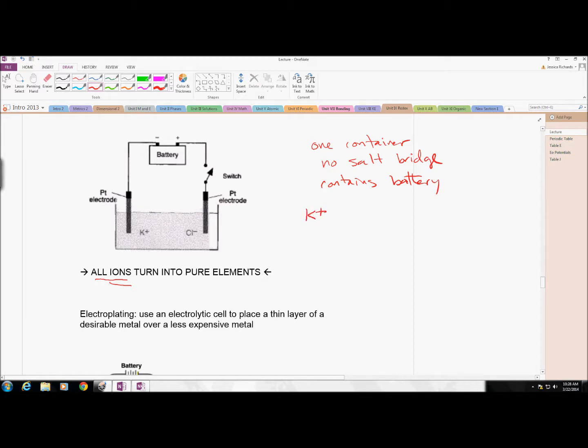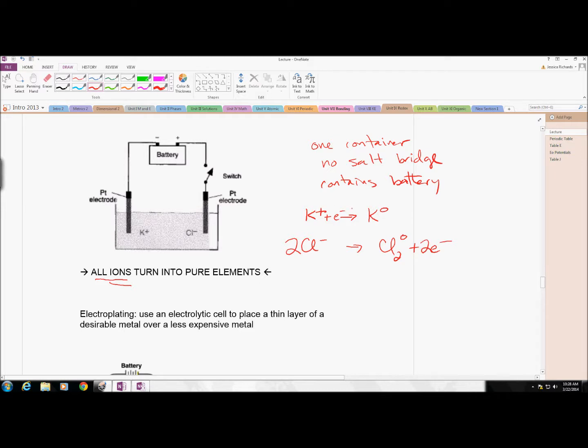I have potassium ions and chlorine ions. They are going to turn into pure elements, so the potassium +1 is going to become potassium 0, and the chlorine -1 is going to become chlorine 0. To go from +1 to 0, you have to gain 1 electron. To go from -1 to 0, you have to lose an electron. 2 chlorine atoms means 2 ions, each losing an electron. Those are my balanced half reactions.